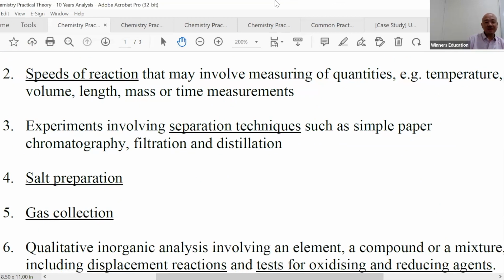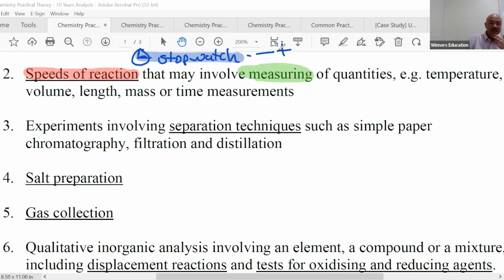What else? Speed of reaction, everyone knows already, right? Basically, you conduct an experiment to measure something. What can you measure? You usually see a stopwatch. All those in our regular class, we just discussed this topic, right? You always see a stopwatch. And what are you going to measure? The stopwatch obviously measures the time, in seconds, usually.